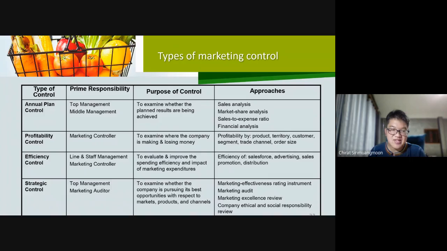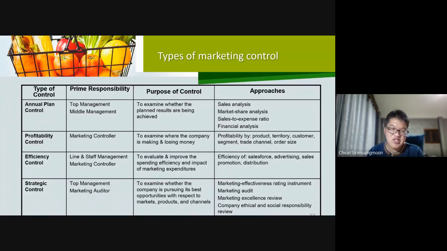Then profitability control. This is the job for the person who works in the marketing department. We use this type of control to examine where the company is making or losing money. So you need to find the point or the place where you lose your money. Profitability is analyzed by products, territory, consumer segment, trade channels, and order size.